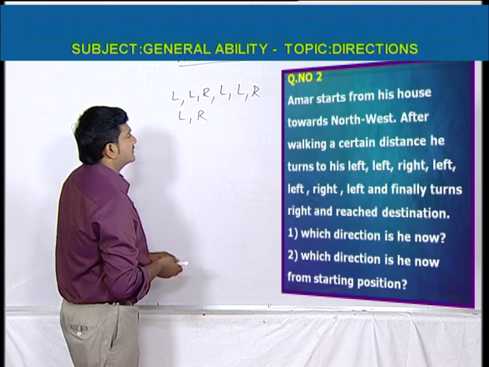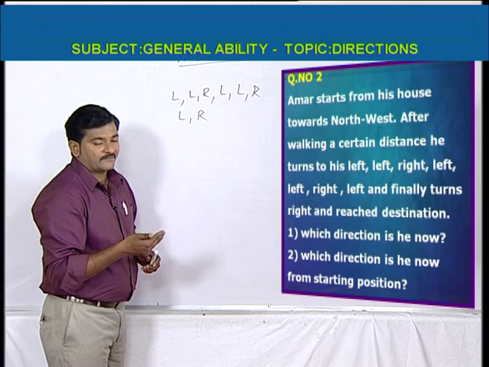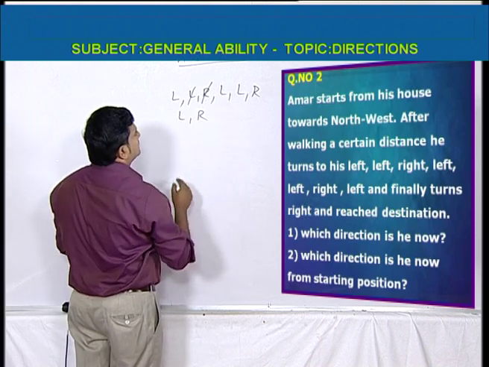Finally he turns and reaches the destination. So the concept is the same. What you have to do? You have to cancel one right with one left. So now this right and left are cancelled.